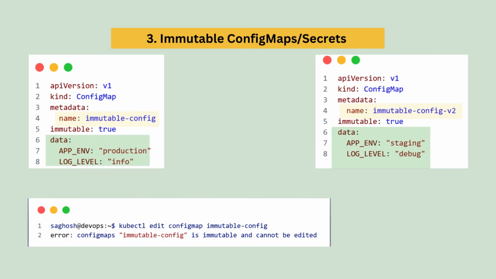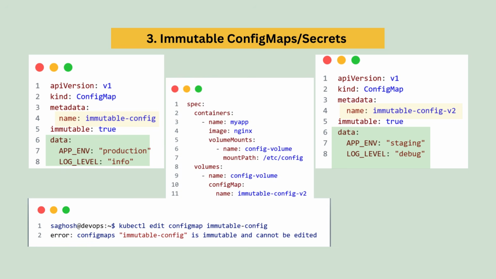So that strategy works like this. We will create a new object, then update your deployment or pod to point to the new name. Kubernetes then rolls out new pods, and those pods load the updated configuration. So the pod now uses the new config map. Kubernetes creates new pods with the updated configuration while the old ones get replaced.